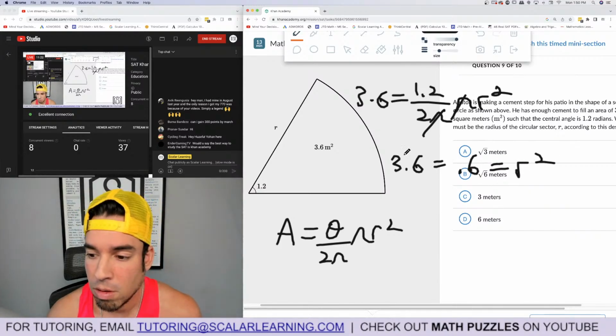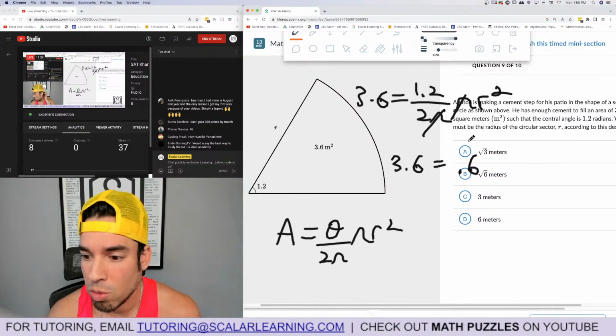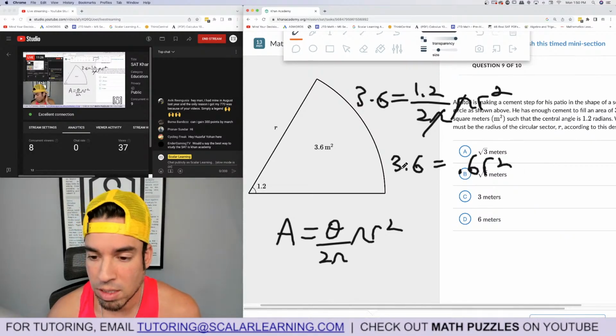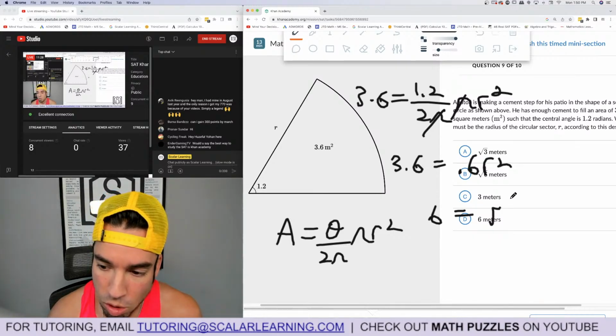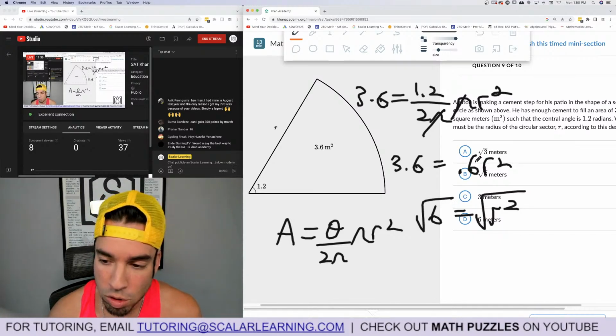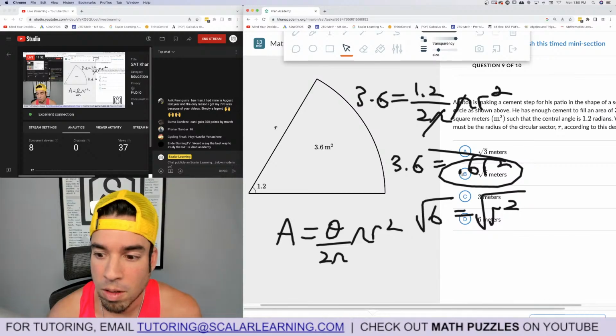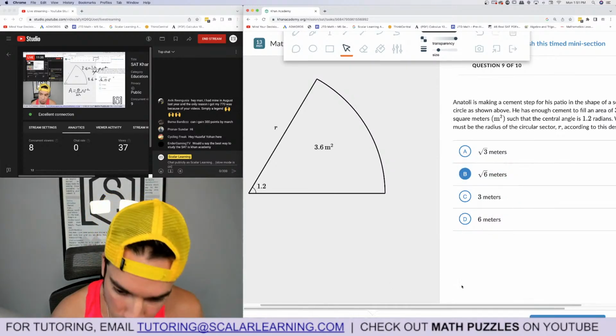And then we divide, what am I doing? Not equals, times r squared, sorry. Divide both sides by 0.6. That's like 36 divided by 6, which is 6 equals r squared. So r equals the square root of 6, which is B. All right. It wasn't that bad.